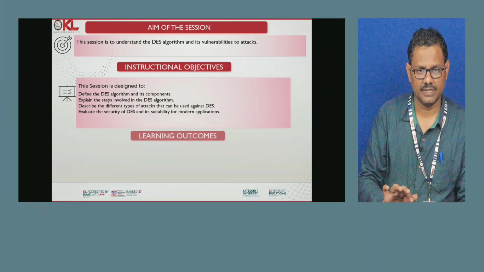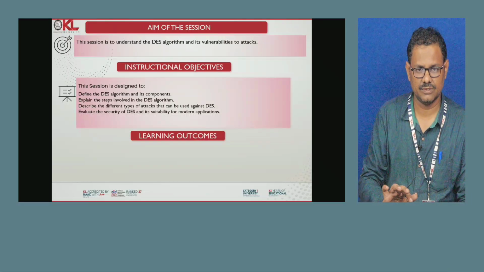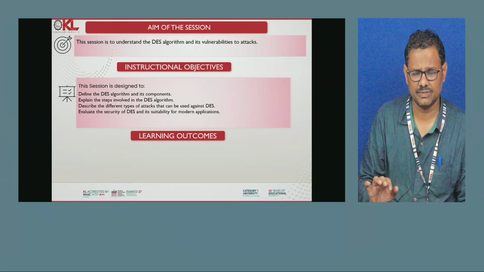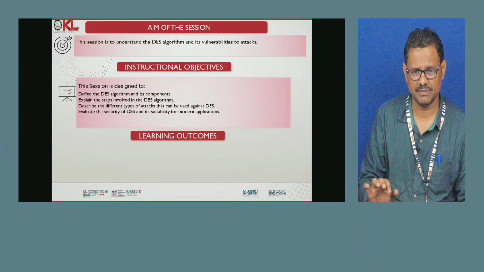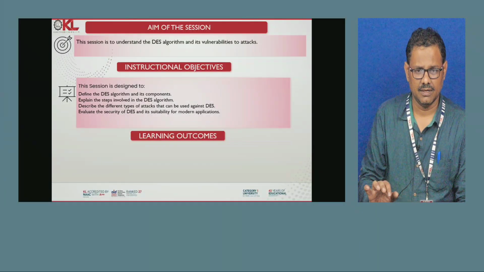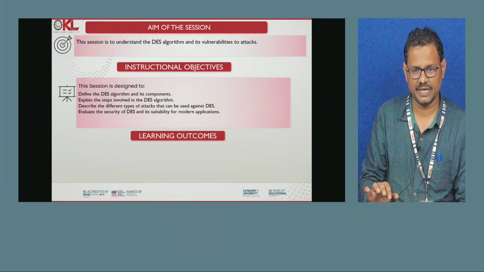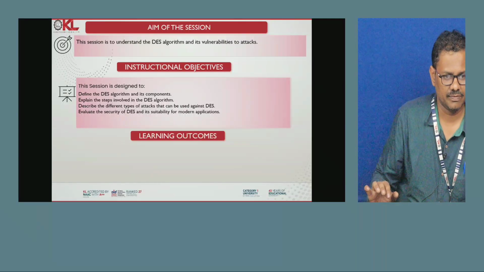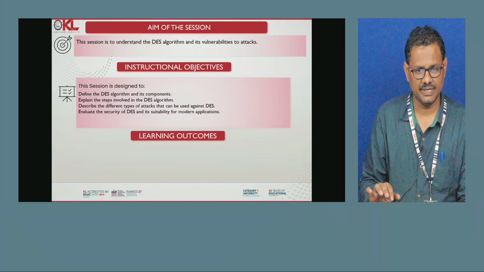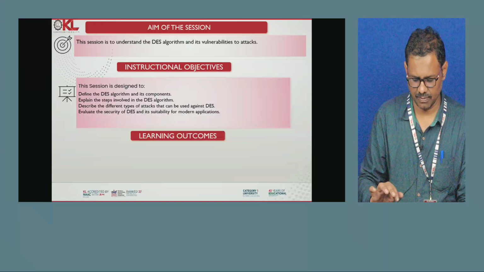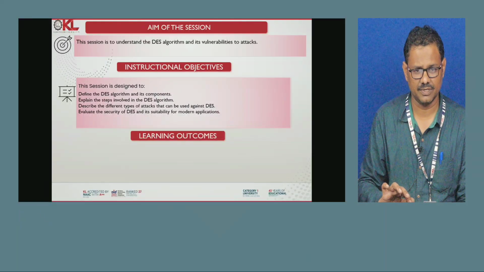First we discuss the aim of this session. This session is to understand the DES algorithm and its vulnerabilities to attacks. So what are the different types of DES attacks? What are the instructional objectives? We can define the DES algorithm and its components, explain the steps involved in the DES algorithm, describe the different types of attacks that can be used against DES. Fourth, evaluate the security of DES and its suitability for modern applications. These are the instructional objectives.